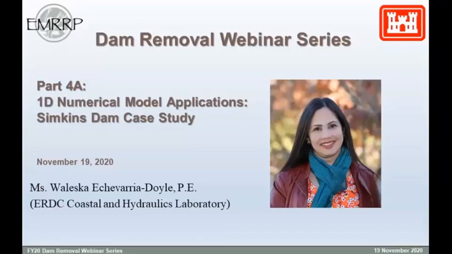I will be talking about one numerical model application that could be used for dam removal, and I will also be discussing some of these applications and how you can use them. The Simkins Dam case study was the one I used to prove some of these applications.